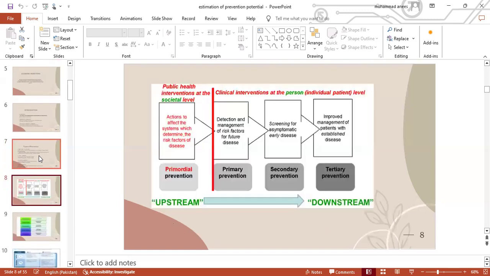This is the diagrammatic representation of the actions that are taken at each of the levels. In case of primordial prevention, the public health interventions are taken at societal level, which affect the system and determine the risk factors of a disease so that the risk factors may not appear. Moving on to primary prevention, detection and management of the risk factors for future disease, and these are the interventions that are done at a person level. Secondary prevention, screening for asymptomatic early disease, and tertiary prevention, improved management of patients with established disease.